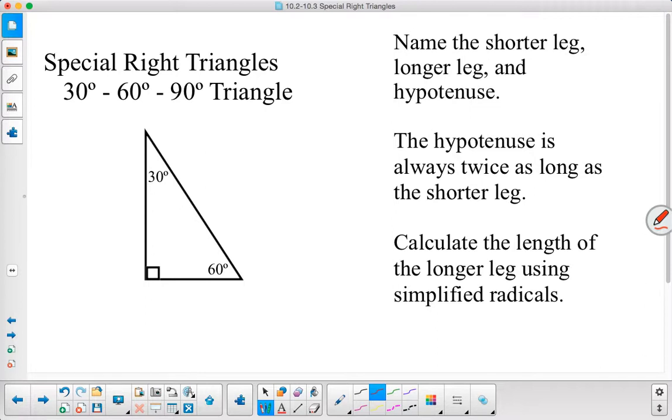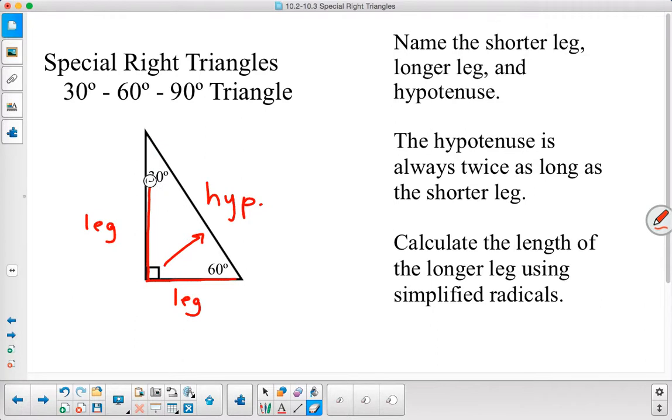Okay, when we talk about this one, we have to name the shorter leg, longer leg, and hypotenuse in order to understand what I'm talking about. So the hypotenuse, remember, is always across from the right angle. Across the triangle, that's the hypotenuse. Now the other two sides that make the right angle are the legs. But if you look at my words, we have to figure out which one is the longer leg and which is the shorter leg. You can probably look and tell that this bottom one is the shorter leg and the one going up is the long leg.